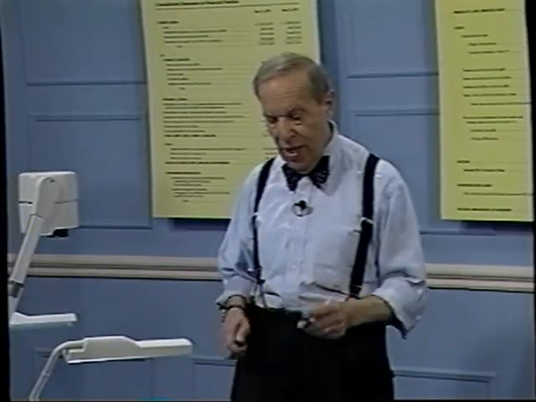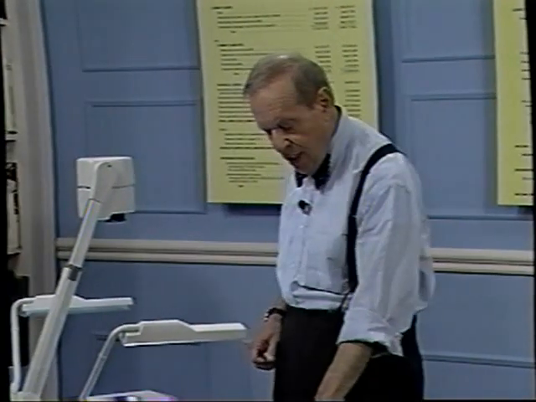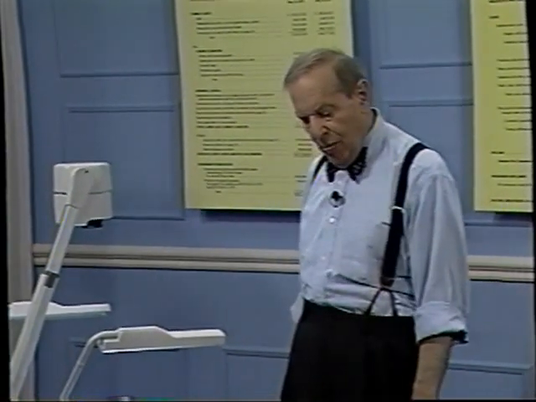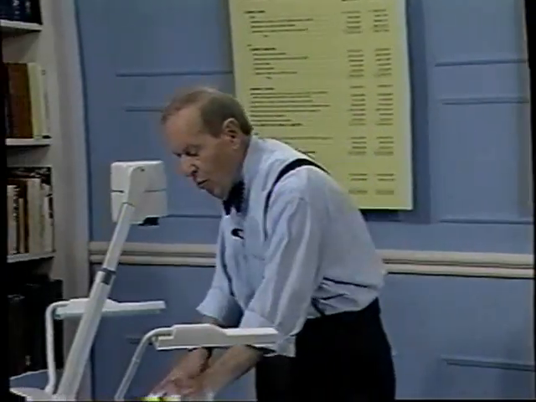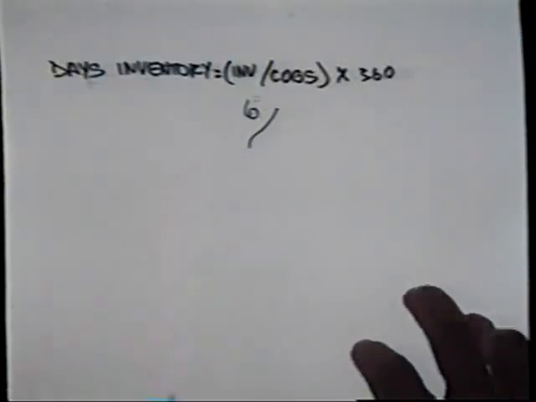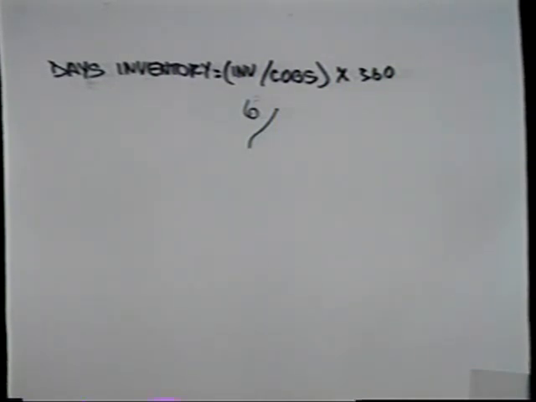Well, let's take a look at XYZ for the year 1995. The inventories on hand at the end of the year were $6 million. And if we go to the income statement, we find that the cost of goods sold to generate $100 million worth of sales was some $60 million in 1995.